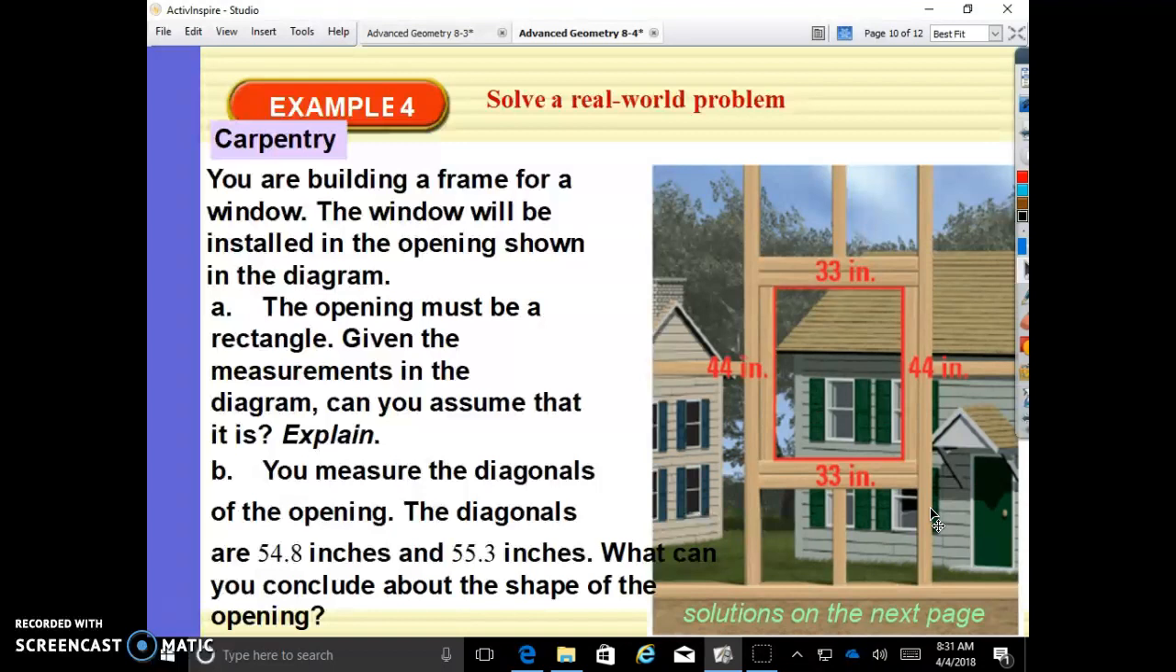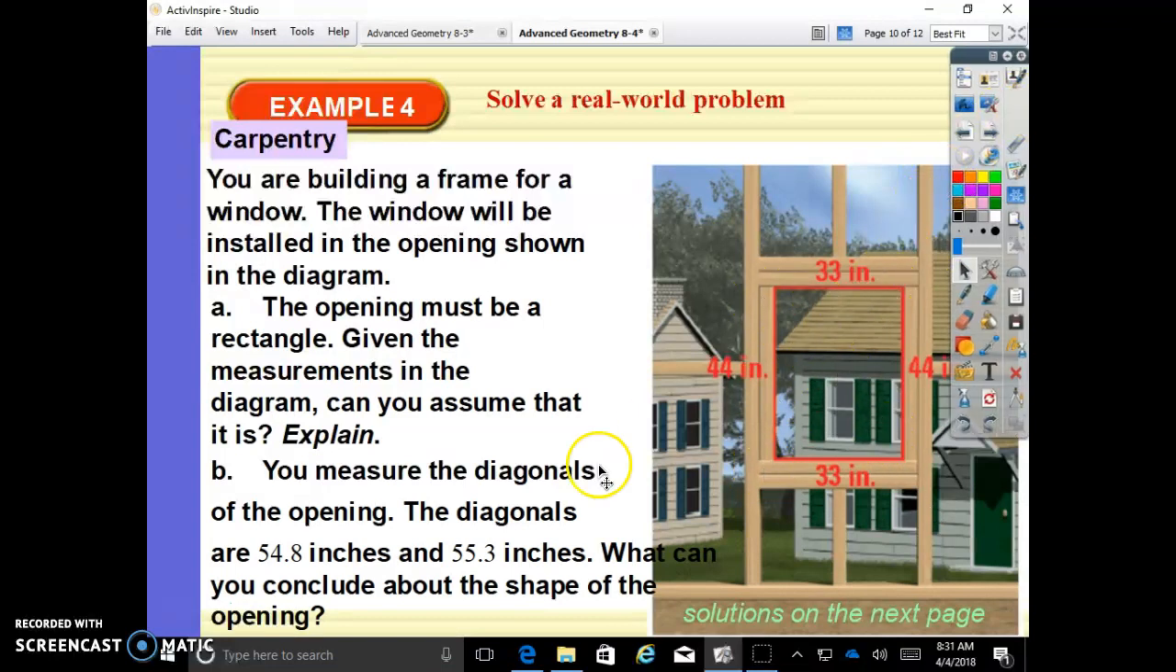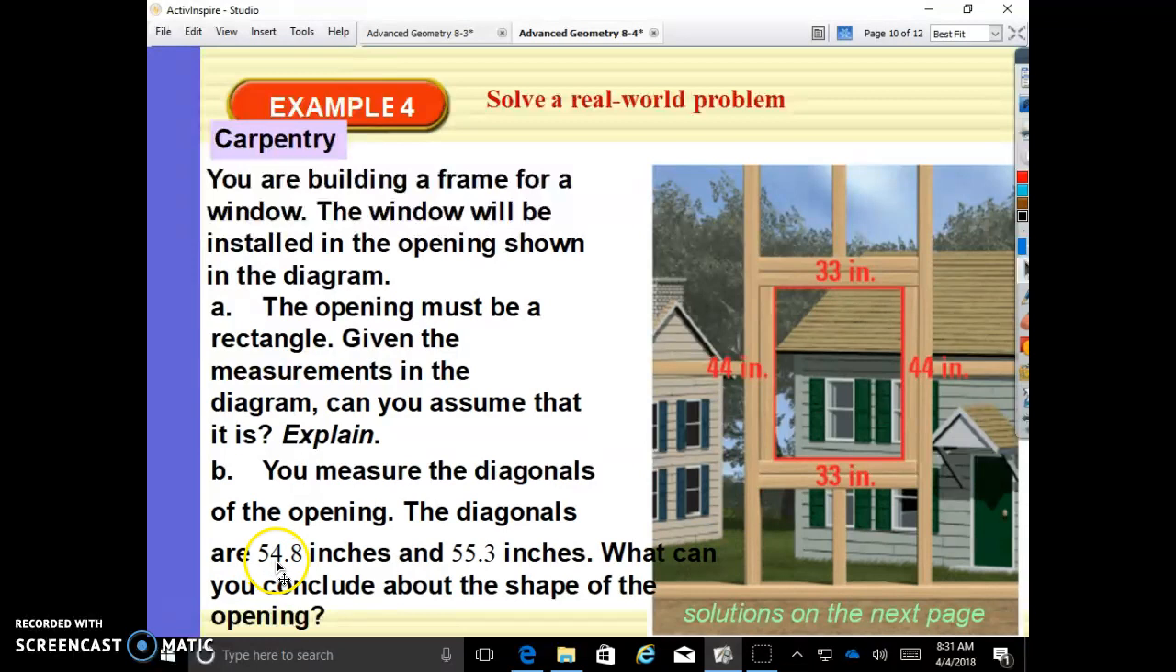No. We need to know that the opposite sides are congruent and parallel. Because couldn't it be a parallelogram where it's slanted? Like a rhombus is slanted, right? You would have to measure the diagonals. They measured the diagonals. They have 54.8 and 55.3. So if the diagonals are not congruent, then it is not a rectangle.